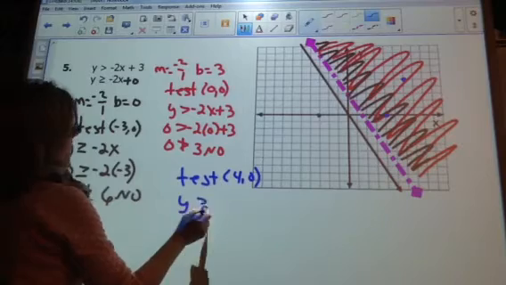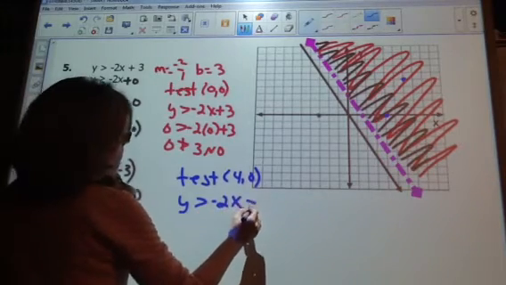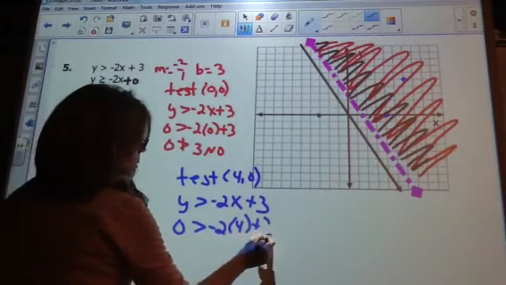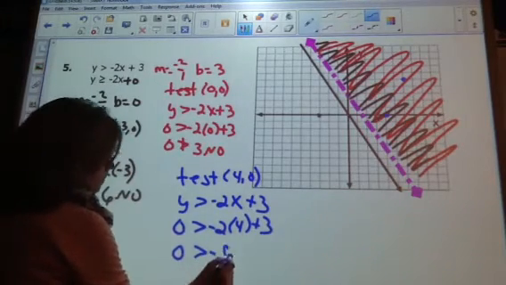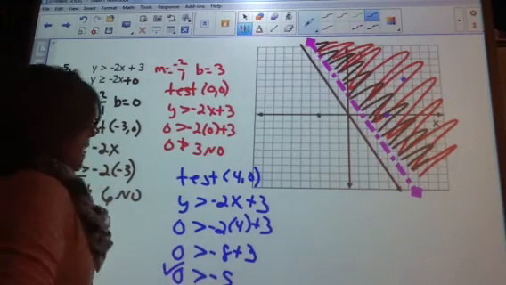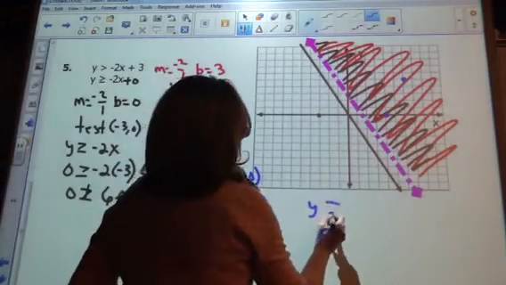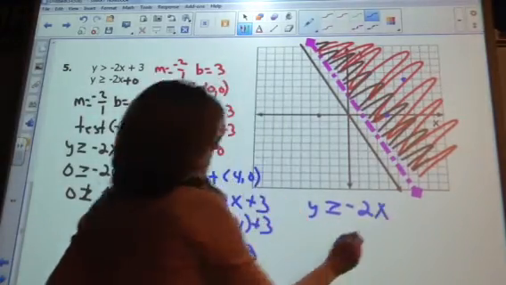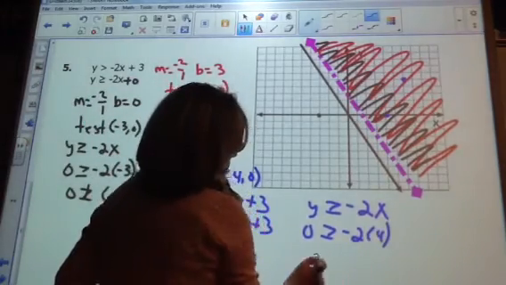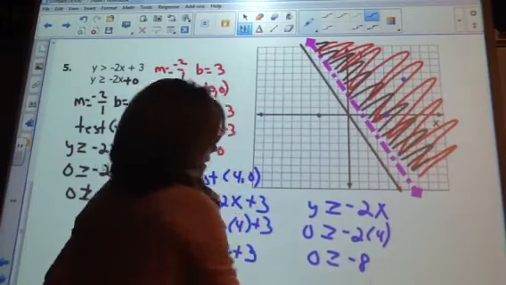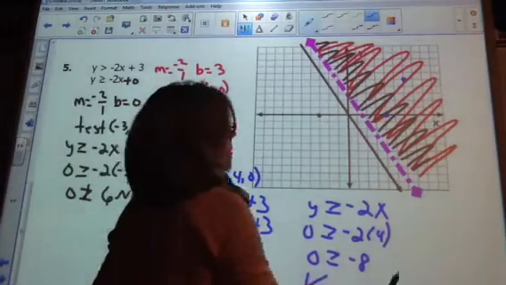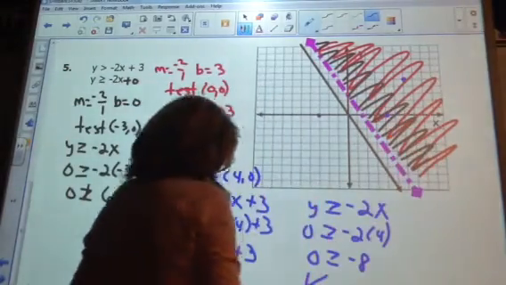Okay, first inequality. So when y is 0, x is 4. Zero is greater than negative 5. Check. Second inequality. So when y is 0, x is 4. Is 0 greater than or equal to negative 8? Check, because it is greater than. So then your solution set is to the right of that dotted line.